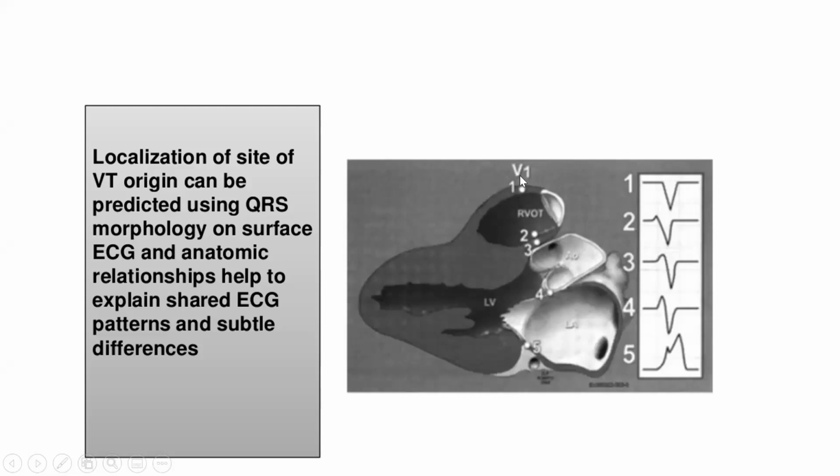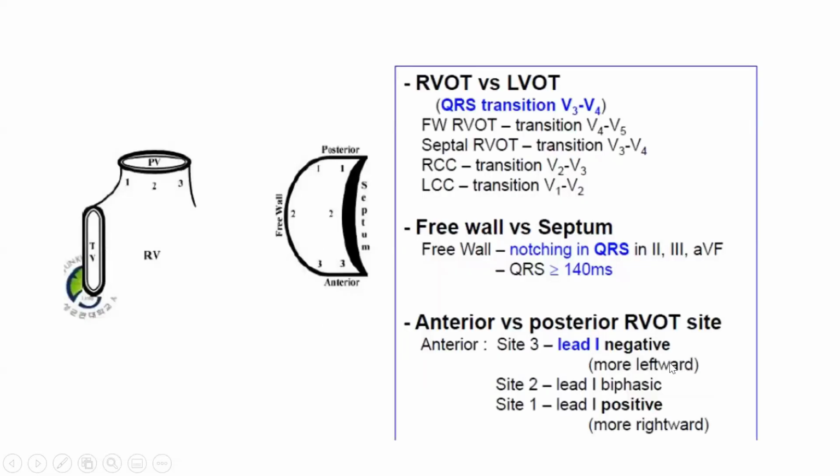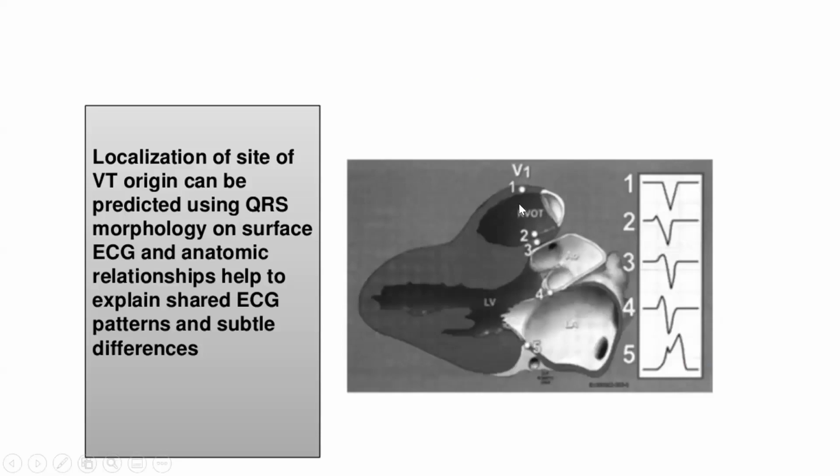In the first position you are close to the V1 electrode, so all electrical activity is away from V1, that's a QS pattern. And as you go posteriorly, the R wave grows slightly, like here in V2, going bigger, because you are getting farther from V1. And again, as you go posteriorly, you're going to the left side.